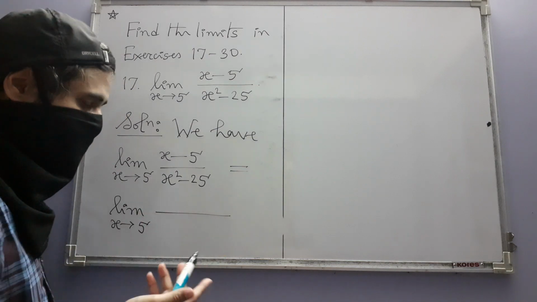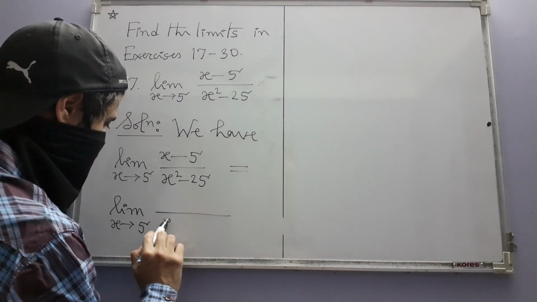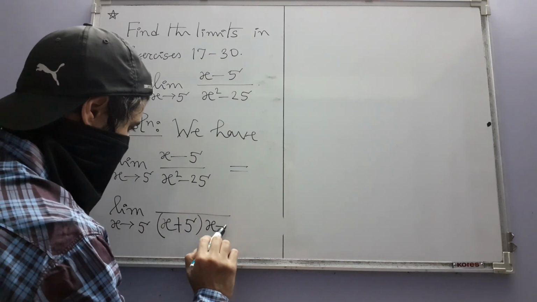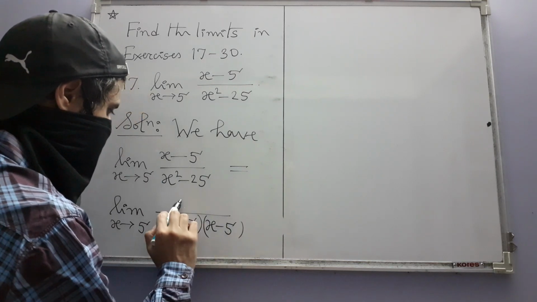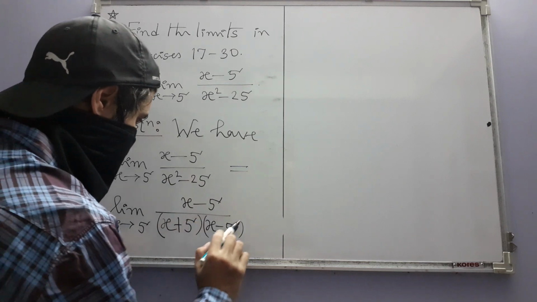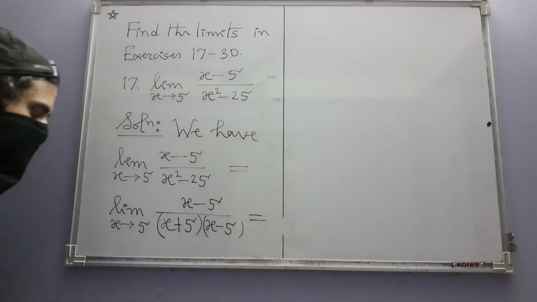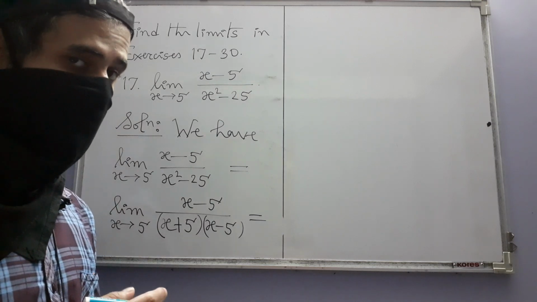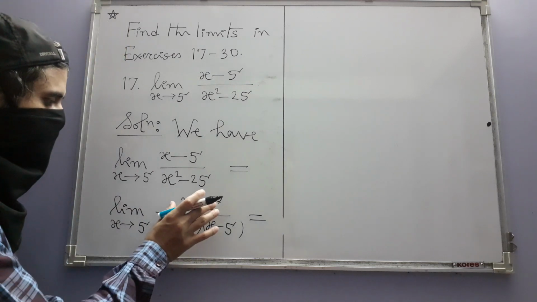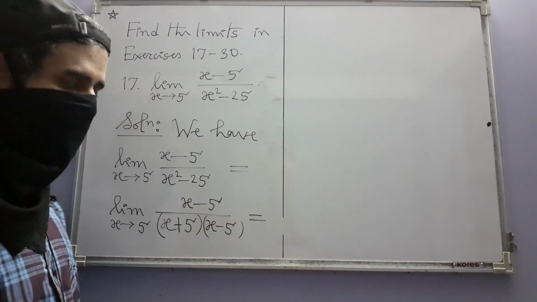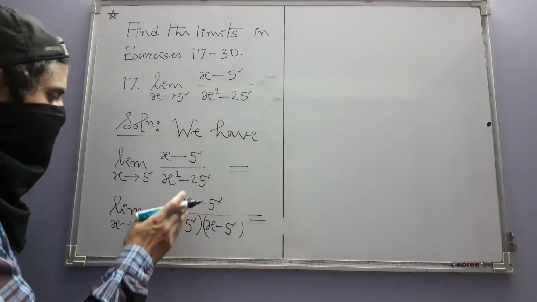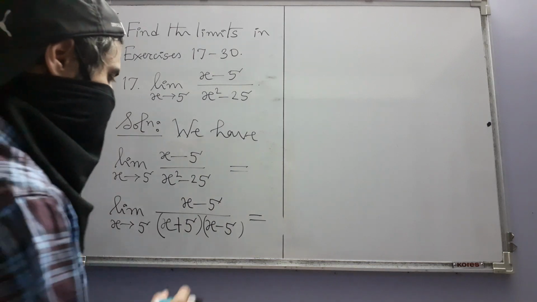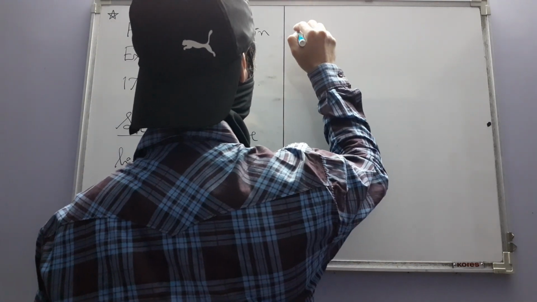Now the denominator can of course be factorized like this. And we know that since x is approaching 5 and is hence not equal to 5, x minus 5 is not equal to 0. So these two x minus 5's get cancelled out and we are left with this.